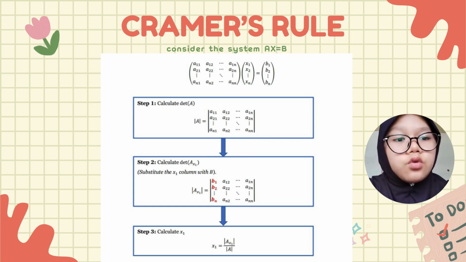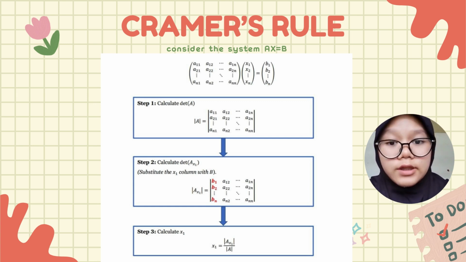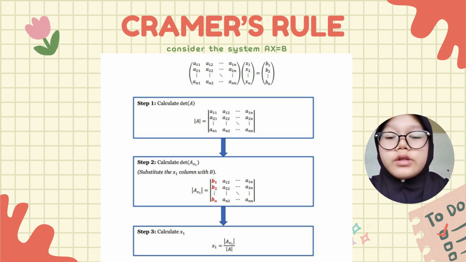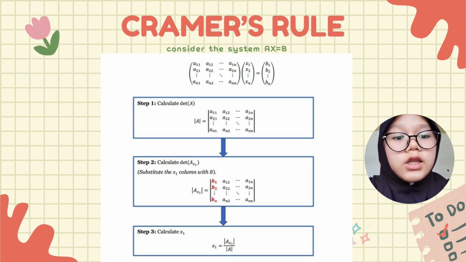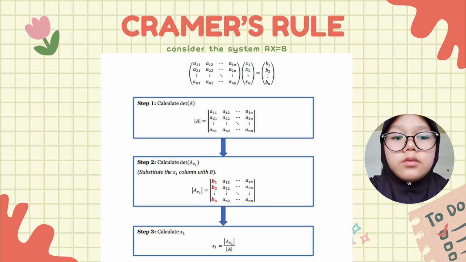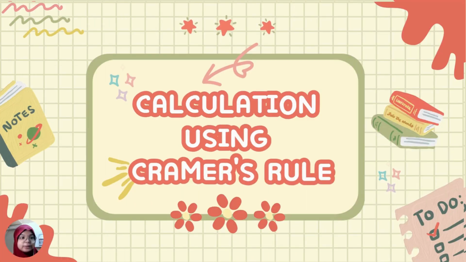Next, for Cramer's rule, consider the system AX equal to B. For step 1, we need to calculate the determinant of A. For step 2, we need to calculate the determinant of A1, where we substitute the x1 column with B. Then for step 3, we calculate x1, which is the determinant of A1 divided by the determinant of A.